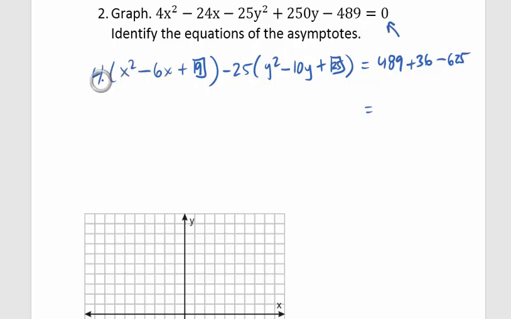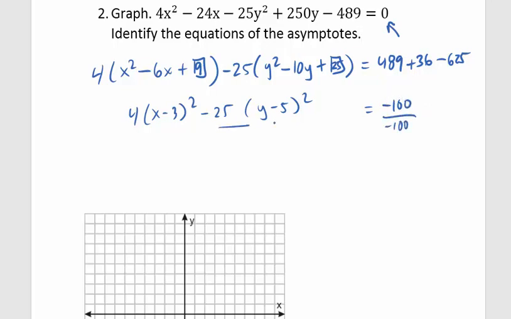So let's see what we have. This is a perfect square, x minus 3 squared. So this will be 4 times x minus 3 squared minus 25 times y minus 5 squared. And we have to combine all of these together. When we combine all of those together, we are going to get negative 100 on that side. Now remember, in a hyperbola or an ellipse, I want to have positive 1 over here. So what I'm going to do is divide all my terms by negative 100. Okay, and so over here, like I was shooting for, a positive 1.